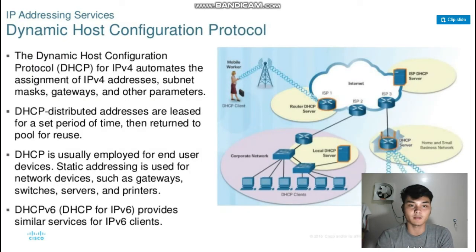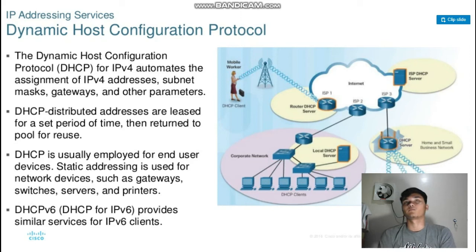So we have Dynamic Host Configuration Protocol. For IPv4, it automates the assignment of IPv4 address, subnet mask, gateway, and other parameters. DHCP distributed addresses are leased for a set period of time, then returned to the pool for reuse. DHCP is usually employed for end-user devices. Static addressing is used for network devices such as gateways, switches, servers, and printers.